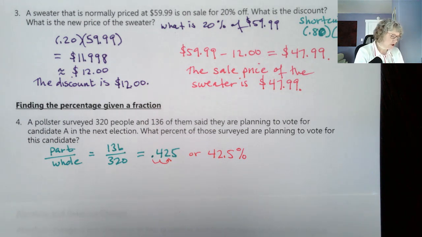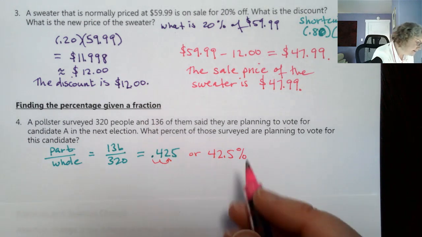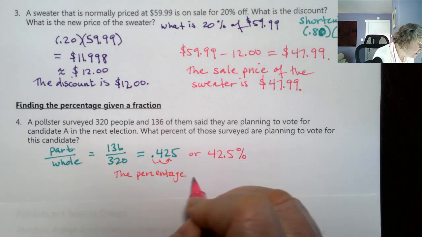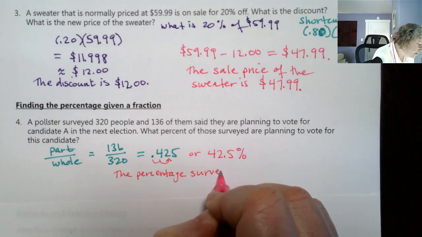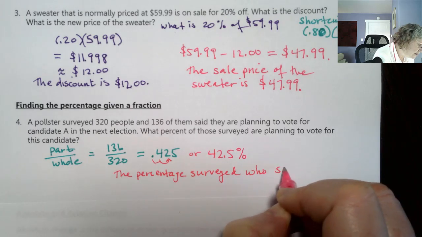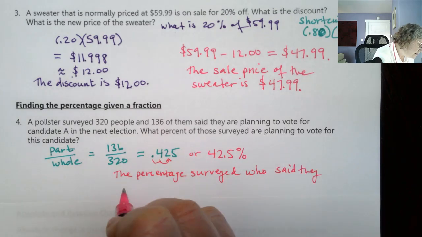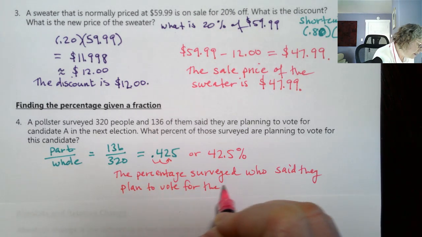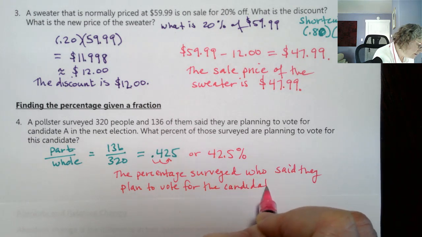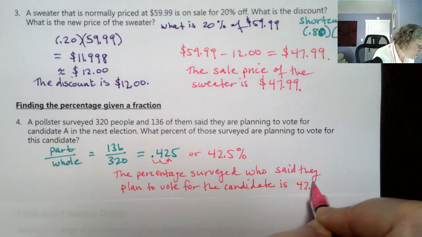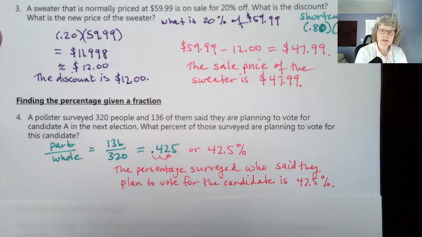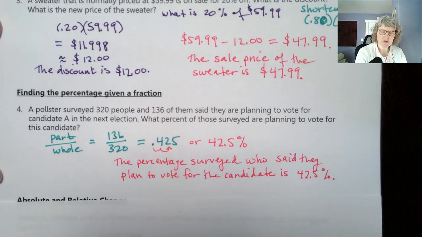Now it's tricky when you're trying to start a sentence with a number. So I could say the percentage surveyed who said they plan to vote for the candidate is 42.5%. Okay, and we'll get into statistics more later on, and we'll learn how to put a margin of error on that, but that's a whole other topic. So this is good practice for percentages.